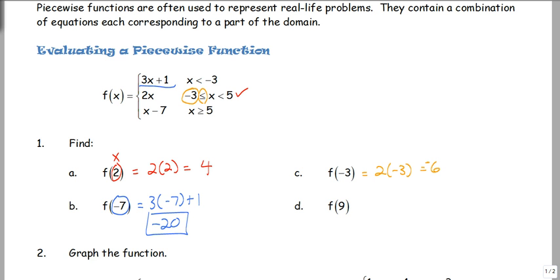And then finally, we look at 9 for x. And that's bigger than 5, so we're going to use this function here. So I'm putting 9 minus 7, and I get 2. So again, all it is are a bunch of pieces of functions. You have to use the function that's correct given the x value that I give you.